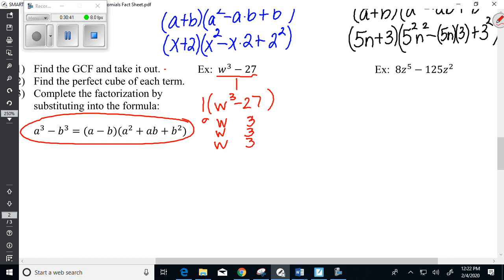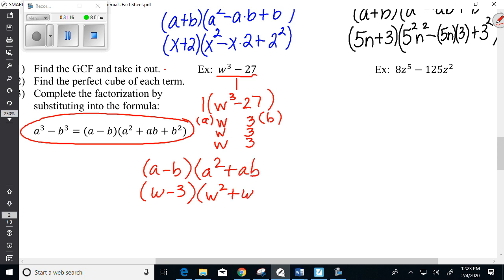So the W is your A term. The 3 is your B term. And we can start factoring it out and being done with the problem. So to kick things off, you have A minus B. That's W minus 3. That part's finished. A squared, take W squared, plus, there's one difference, A times B, so that's W times 3, plus B squared, so that's 3 squared.